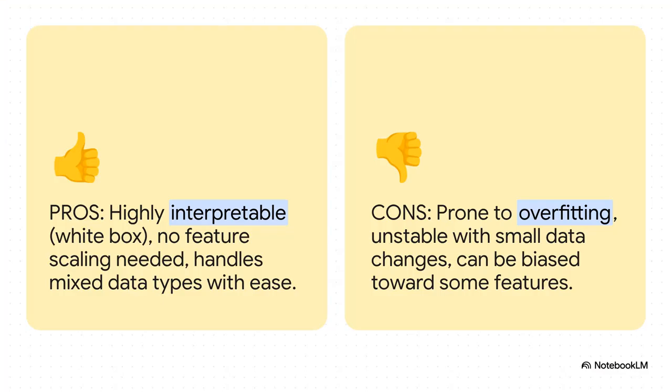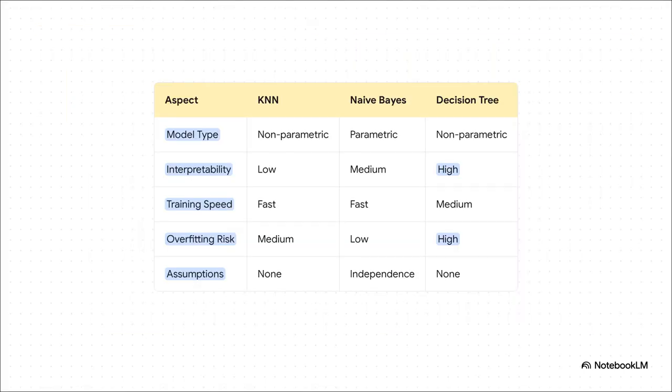Well, the verdict is pretty clear. A decision tree's absolute superpower is its interpretability. It's what we call a white box model. You can literally print out the rules and show them to your boss and they'll get it. That is incredibly valuable. But its kryptonite is overfitting. If you don't actively control it, it will almost always overfit your data. They can also be a little unstable, meaning even small changes in your training data can sometimes lead to a completely different tree structure. And putting it side by side with other algorithms really drives the point home.